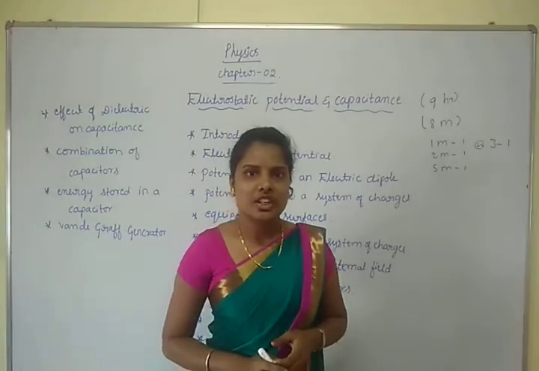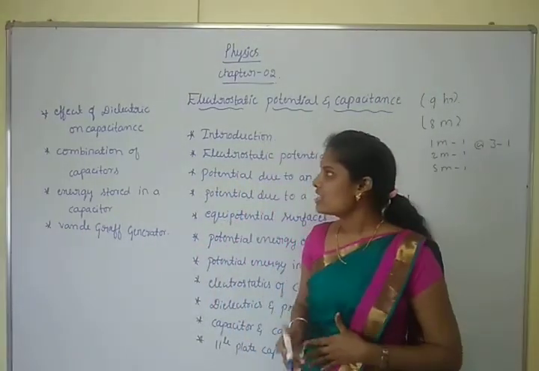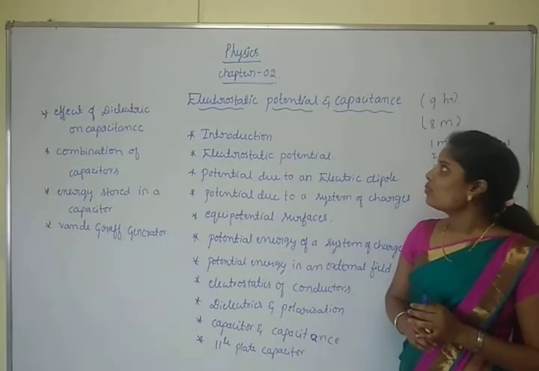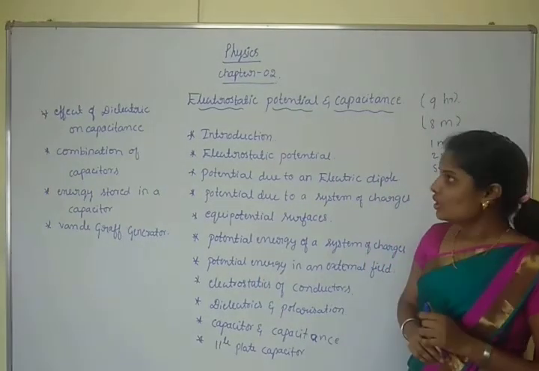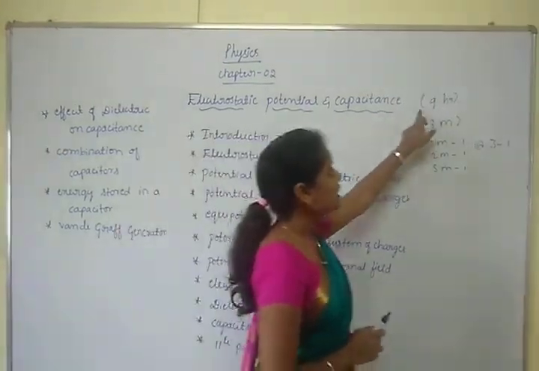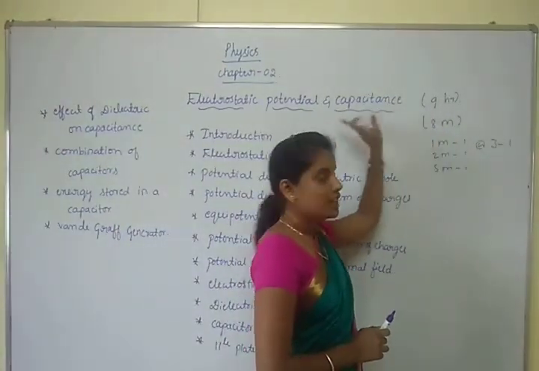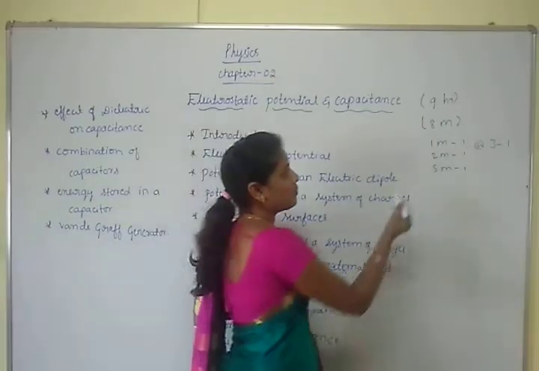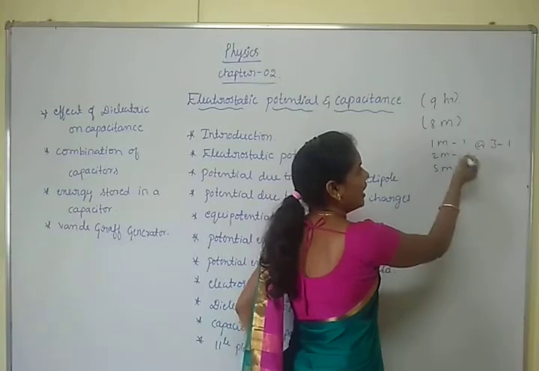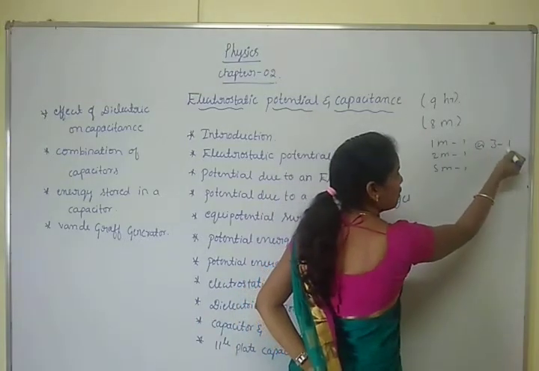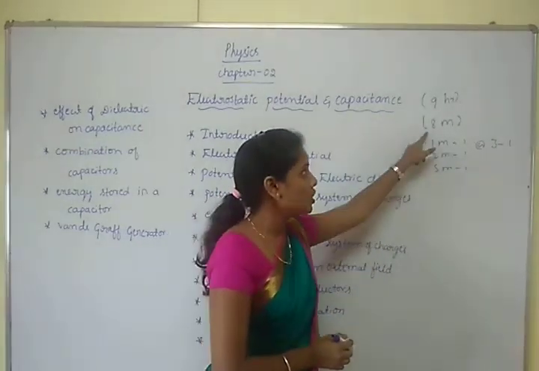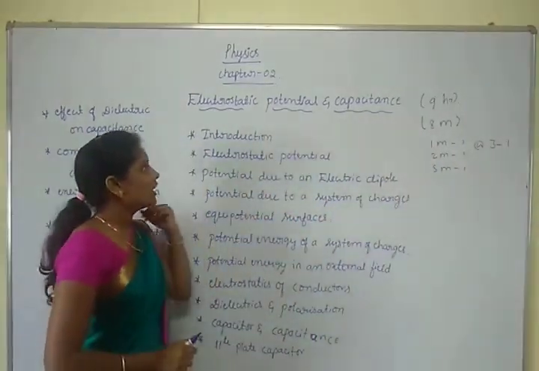Good morning, dear student. Today in this class, let us start with a new chapter called Electrostatic Potential and Capacitance. This chapter carries 9 hours of teaching and 8 marks weightage. Here, one 1-mark question, one 2-mark question, and one 5-mark question, or one 3-mark question or one 5-mark question. Totally it carries 8 marks weightage.